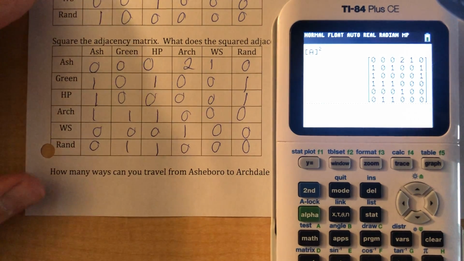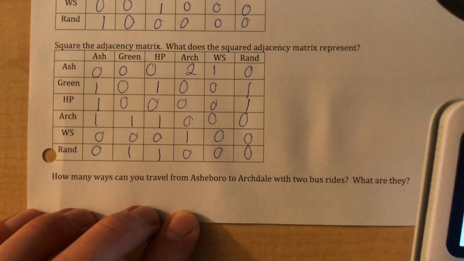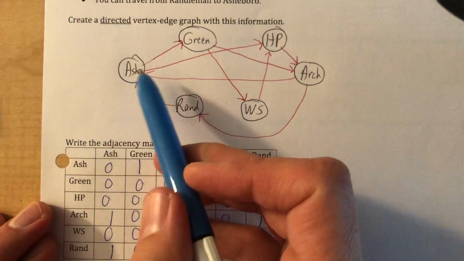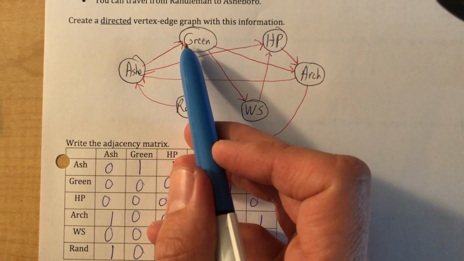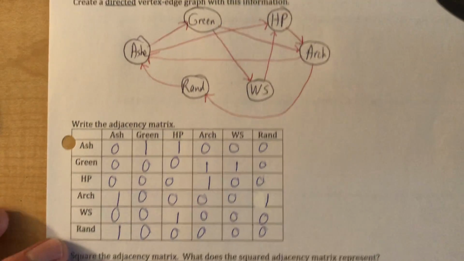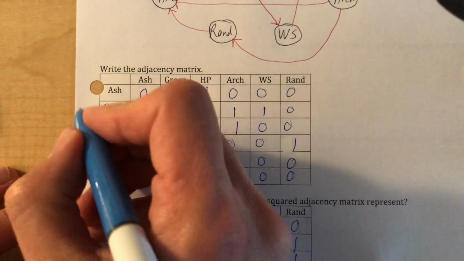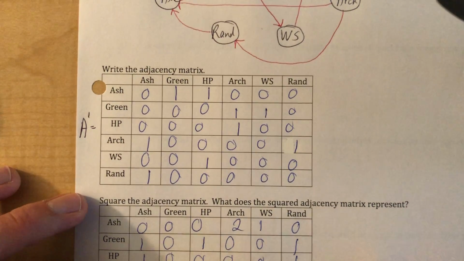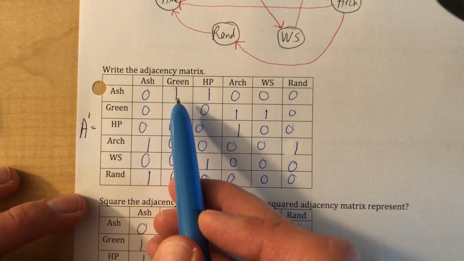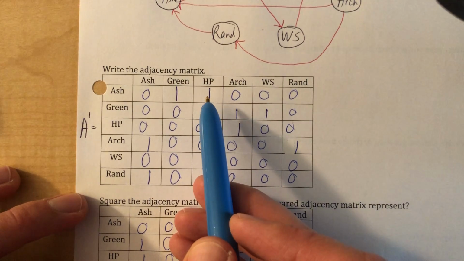All right. Before I answer what the squared matrix represents, let me go back up and talk about the adjacency matrix and what it represents. I can hop on a bus in Asheboro and get to Greensboro in one bus ride. If you want to get technical, we called this one A. This was A, and technically, this is A to the first power. So I can go from Asheboro to Greensboro in one bus ride. I can go from Asheboro to High Point in one bus ride, right?